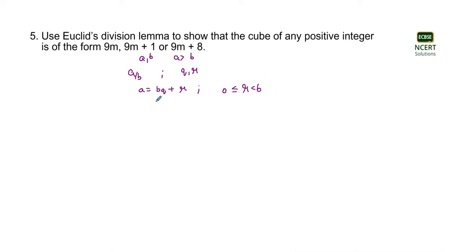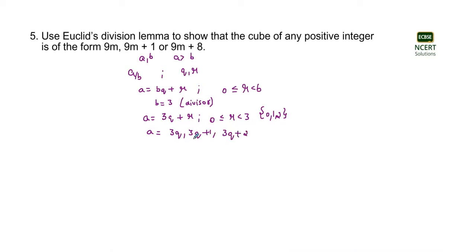Now suppose in this case b is equal to 3, which means the divisor is 3. Then a will be equal to 3q plus r, where r is greater than or equal to 0 but less than 3, which means the values r can take are 0, 1 or 2. Using these three values, the form which the number a will take can be 3q, 3q plus 1 or 3q plus 2, which means three forms are possible for the number a if the value of r is 0, 1 or 2.